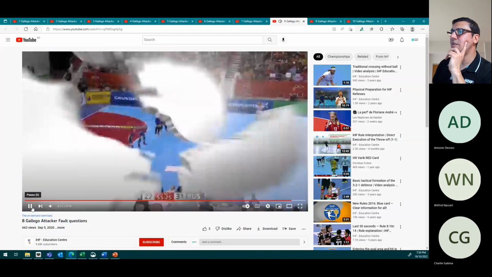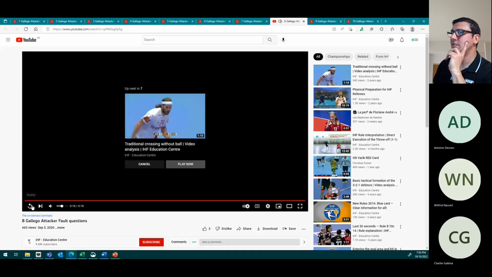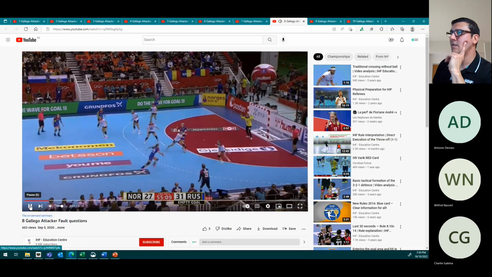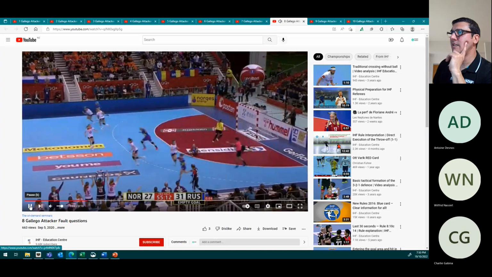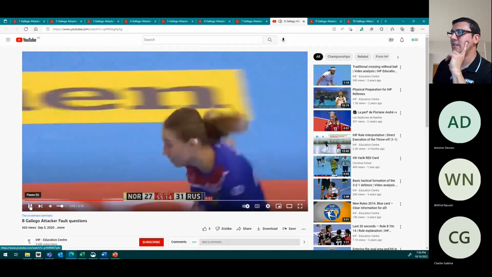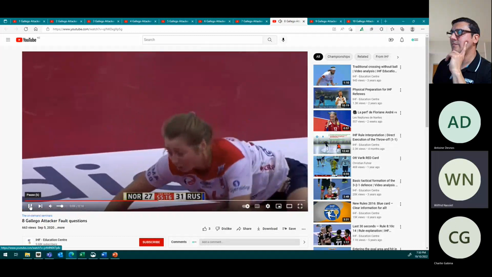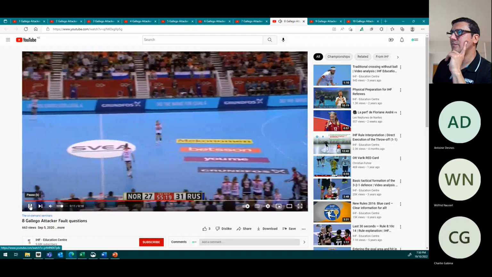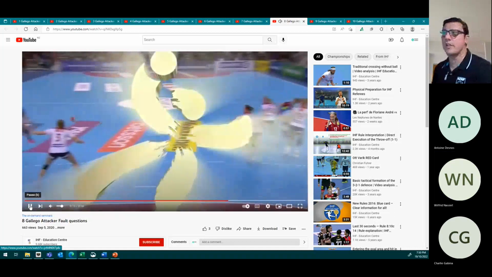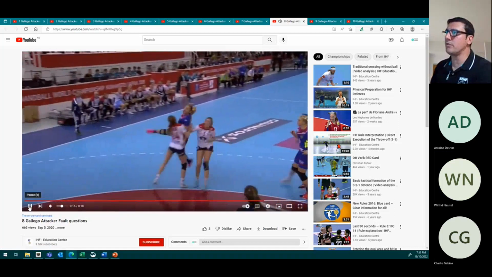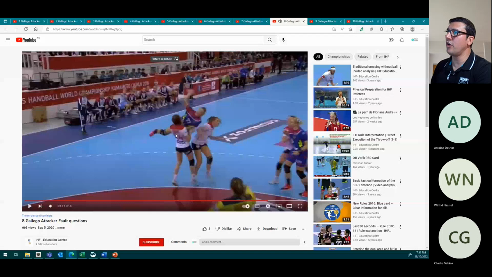The defender is getting there first, and so it's a fault in attack. It's more clear at the real speed. Yeah, it's hard sometimes to see. That is why it's very important to identify that the whole body of this player that is outside of the area is in front of the attacking player, and she didn't go through. If not, it would be a sandwich situation.